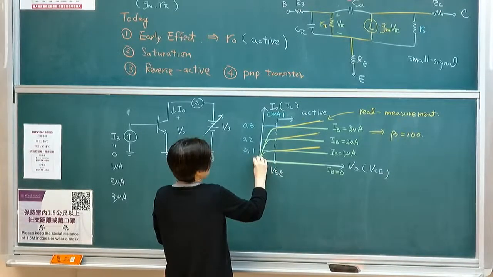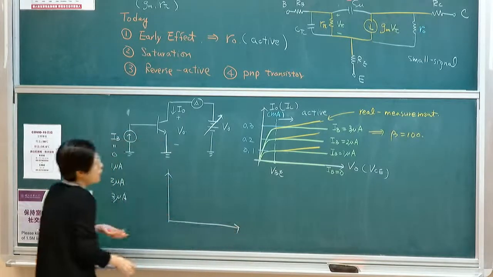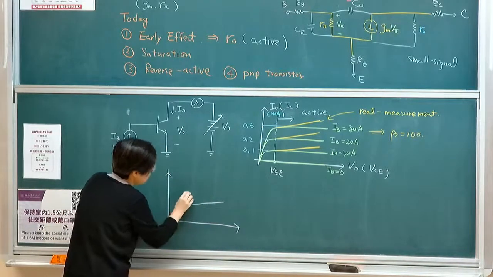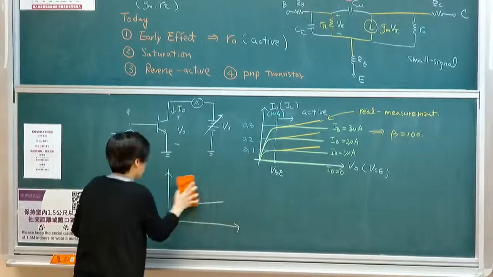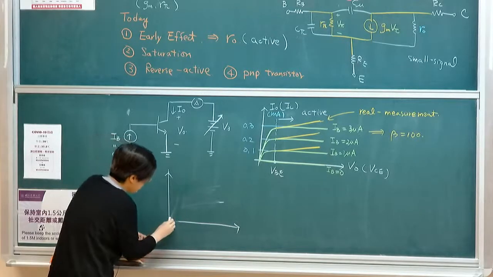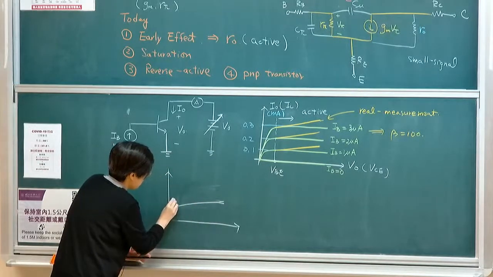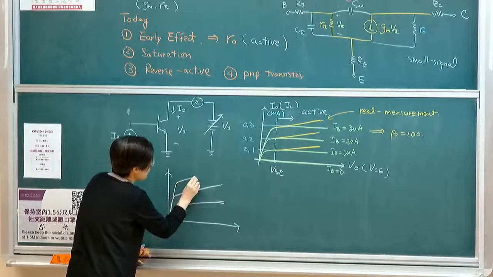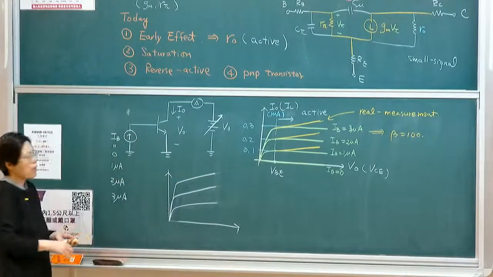So he then, let me redraw this again. So let's say you're measuring, and you found the curve looks something like this, right? So the story is that this person found out that it's no longer flat. Let me redraw this. I'm not doing a very good job. So let's say this is the measurement result of this person. And then he found that it's no longer a flat line.